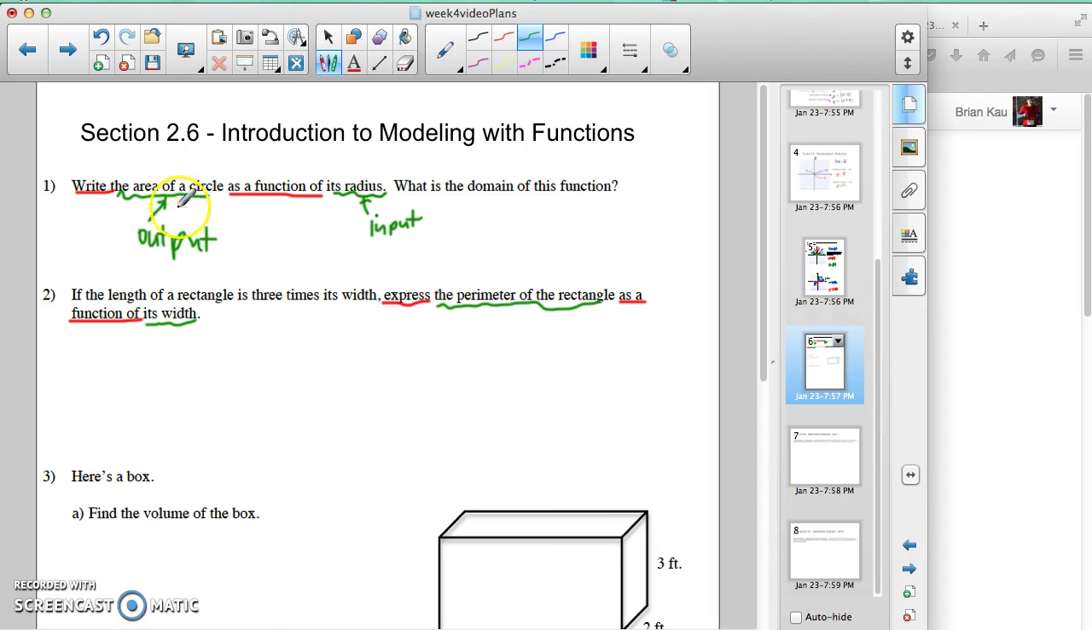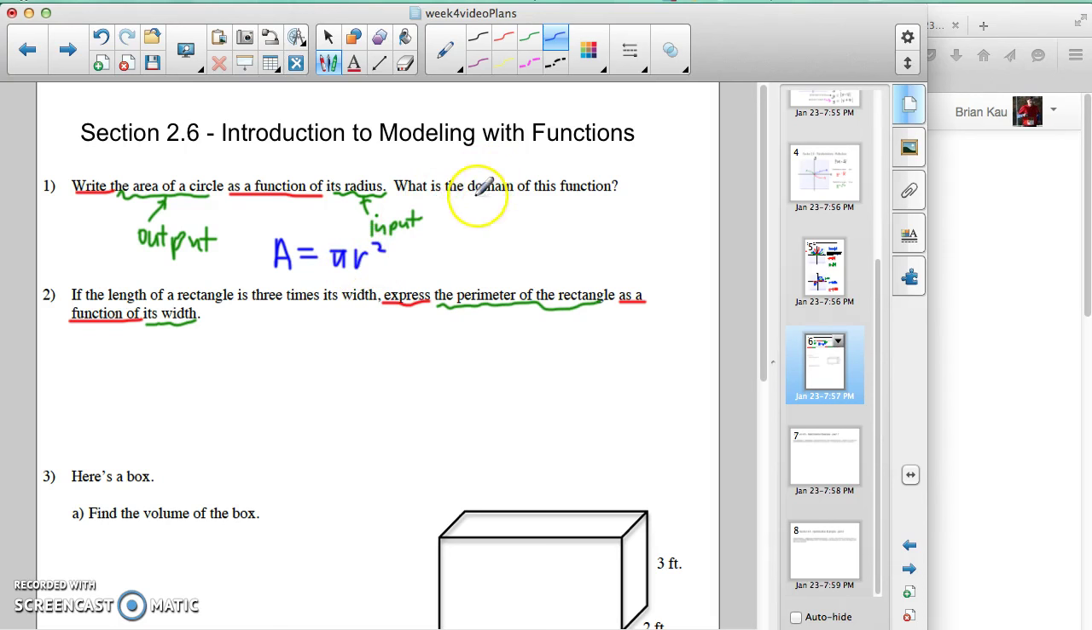Now when we're writing this out, this is going to be what is on the first part of your formula. So area, in this case we would write that A is a function of its radius. So area is equal to something function in terms of the radius. In this case, the area of a circle is pi times radius squared. So that's our function. Area is pi times radius squared, and it's written as area as a function of the radius.